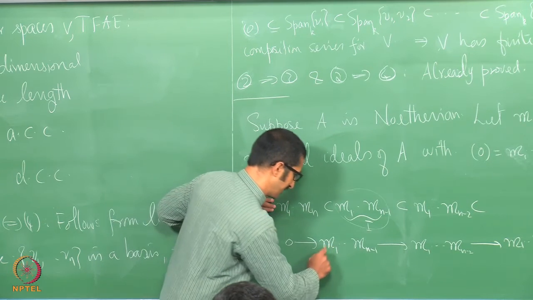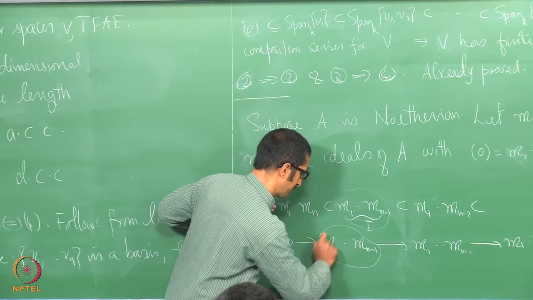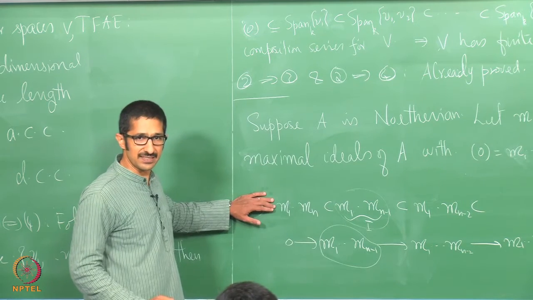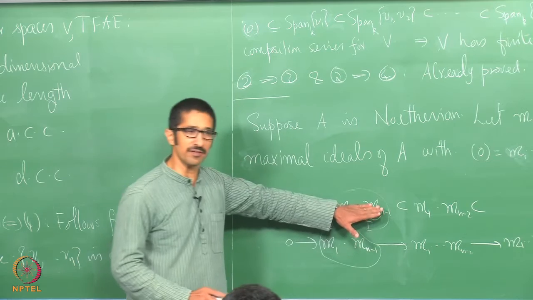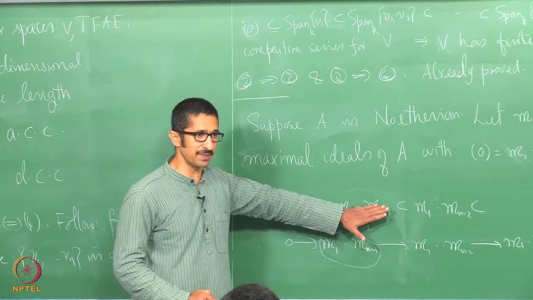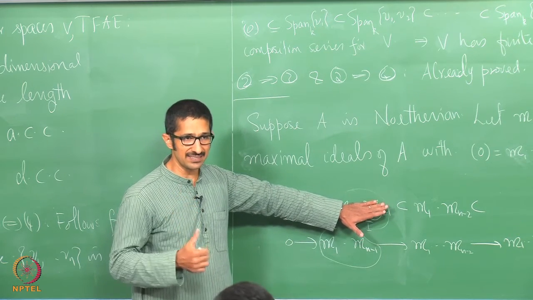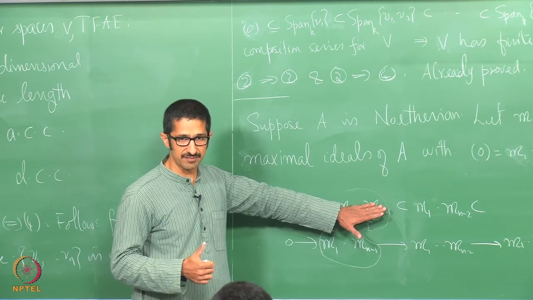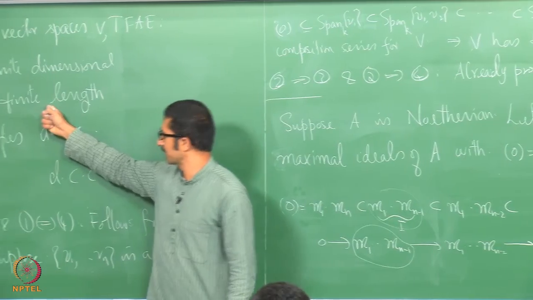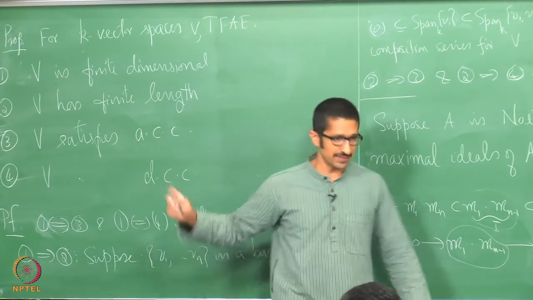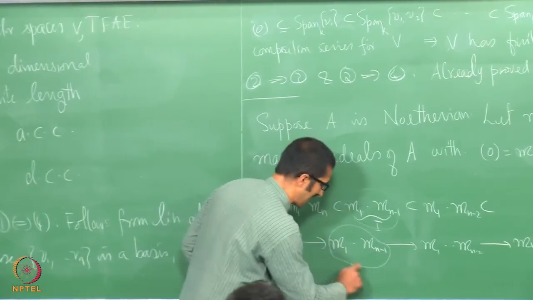Therefore, this has the ascending chain condition, because your vector space is this modulo this. So, this itself is an A mod Mn vector space, it has finite length, which is equivalent to saying that it is finite dimensional, which is equivalent to saying that it satisfies ACC and it satisfies DCC. So, this has finite length.